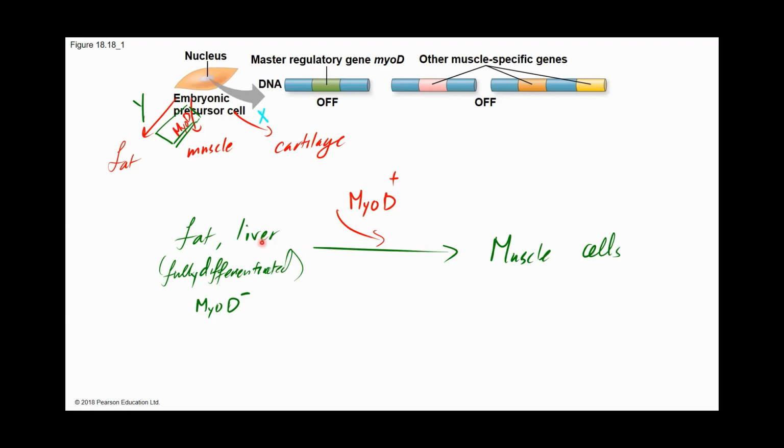But this does not work for all types of cells. Some types of cells, even if they start expressing MyoD or are forced to express MyoD, are not converted into muscle cells, which indicates that MyoD by itself might not work for all cells. Some cells we can only convert into muscle cells in the presence of MyoD and maybe other types of activators or other master regulatory genes.